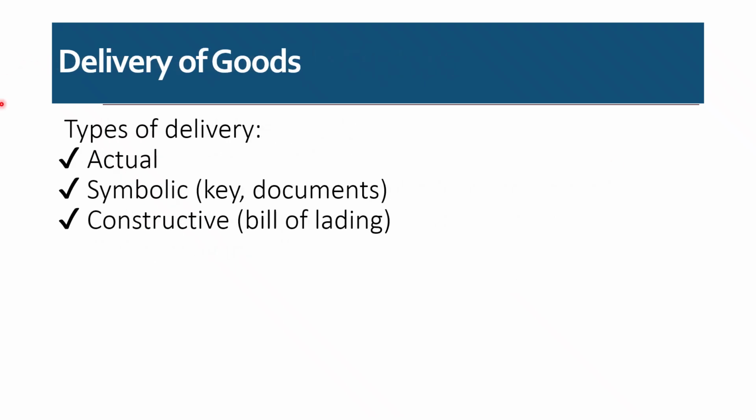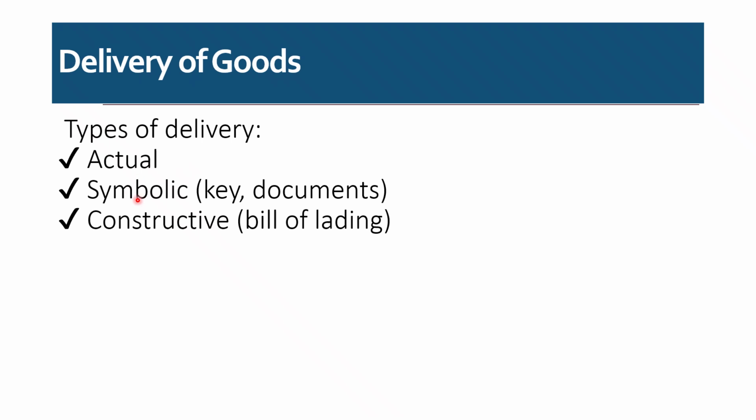Now another essential part of performing a contract of sale is the delivery of goods. Delivery means voluntary transfer of possession from the seller to the buyer or their authorized agents. Now there are three types of delivery. The first one is actual delivery, where the goods are physically handed over to the buyer. For example, you buy a mobile phone and take it home directly. So that means direct or actual delivery has happened.